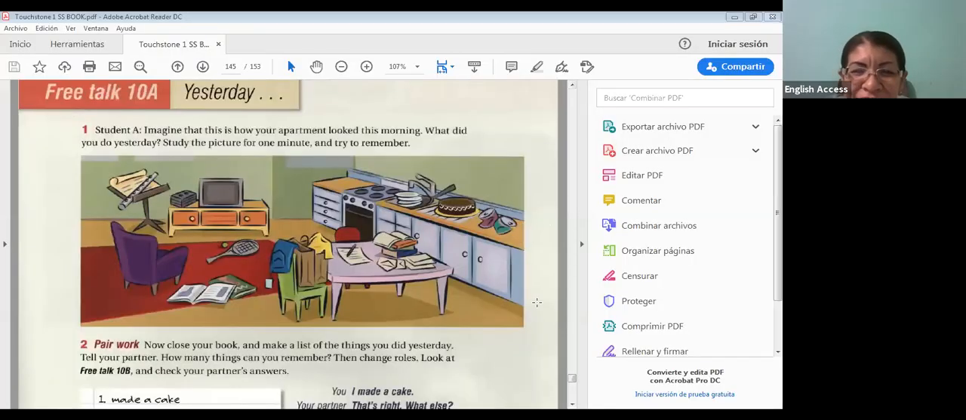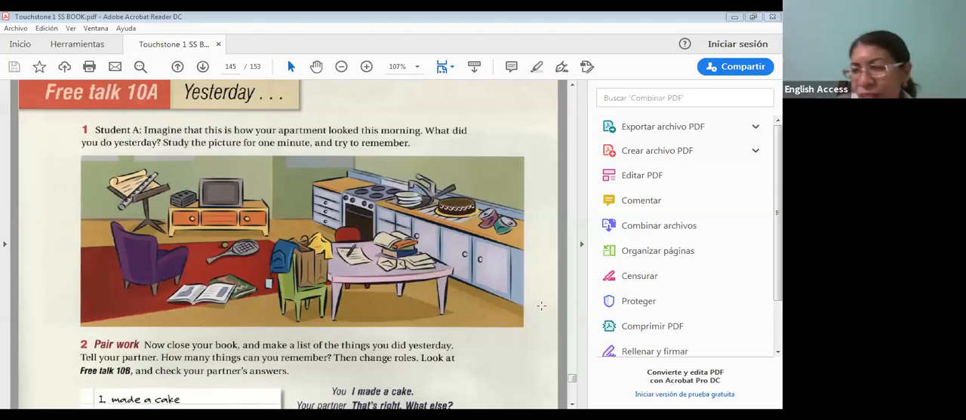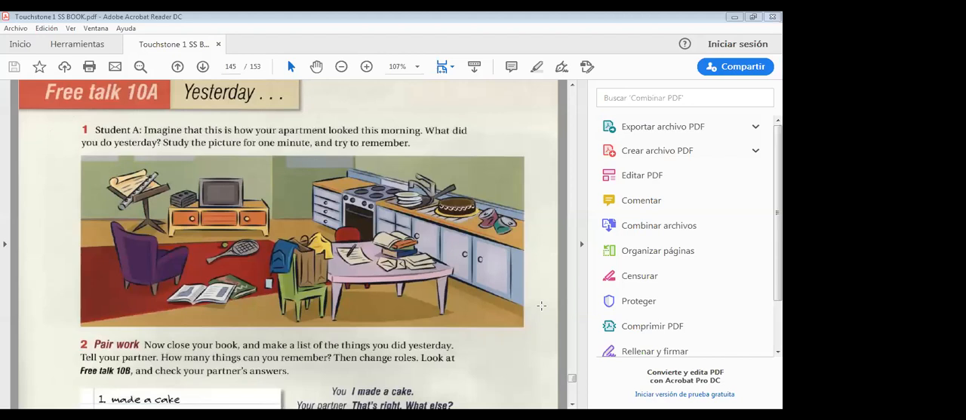Okay, so Luis, we're here. One more time, let's go back to this part. Remember, I'm going to give you 1 minute. Okay, Luis, are you ready? 1 minute just to study the picture. Let's start right now. Study the picture.